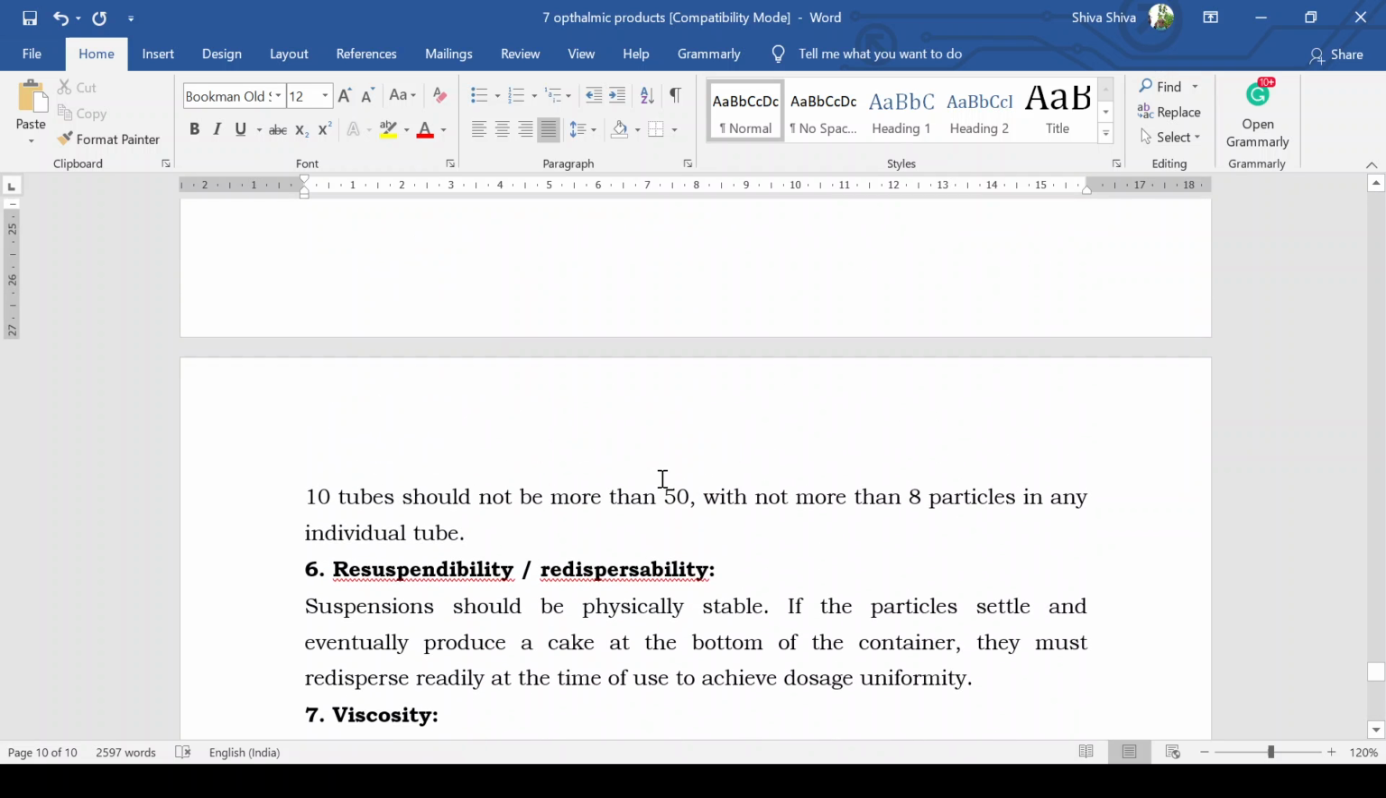So these were the general tests which are used for testing ophthalmic products. So that was about ophthalmic products.